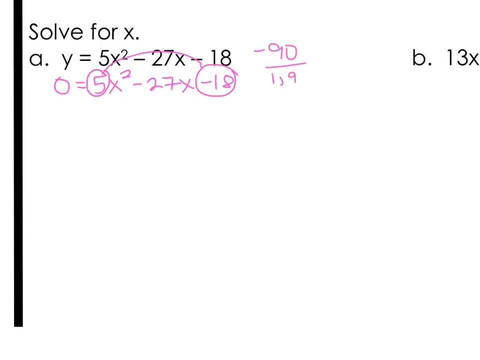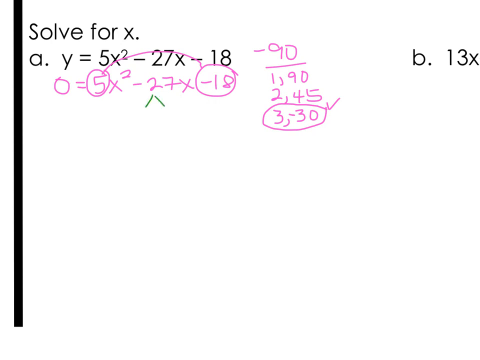1 times 90, that won't get us 27 in the middle. 2 and 45? Yeah, that's not close. But check this out, everybody. 3 and 30. 3 times 30 could get us negative 90 if one of them was negative, and it could get us negative 27x in the middle if the 30 is negative. So that didn't take us too long to come up with the pair that's going to work. Now remember, we use that to split the bx term in the middle.